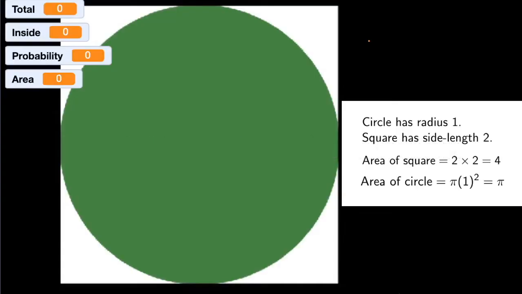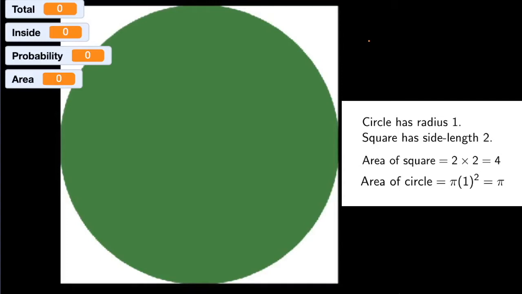Okay, so here's a simulation I put together very quickly just using Scratch. We have the white square, which is the target, and the green circle, which is the shape we're trying to hit. Now, let's say the circle has a radius of 1, so the square will have a side length of 2. The area of the square is 2 times 2, which is 4, and the area of the circle, using pi r squared, will just be pi.